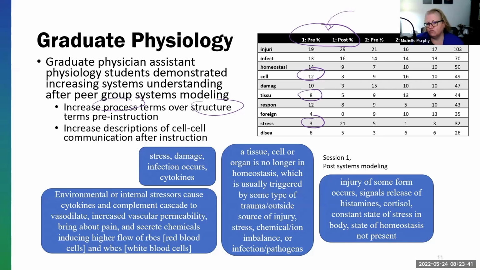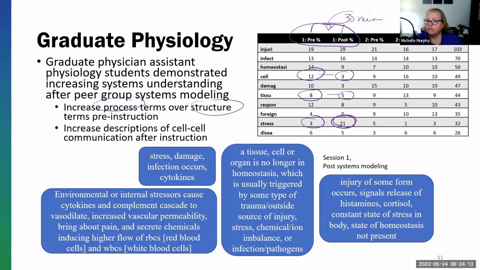This is still after systems modeling, but before instruction. So these two time periods are only separated by about 30 minutes and one systems modeling activity. Yet even after just that systems modeling activity, the emphasis on words associated with structure went down, but the words associated with process went way up. And this was group modeling. This was not whole group modeling.